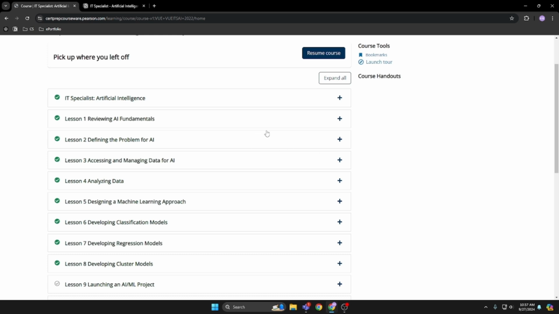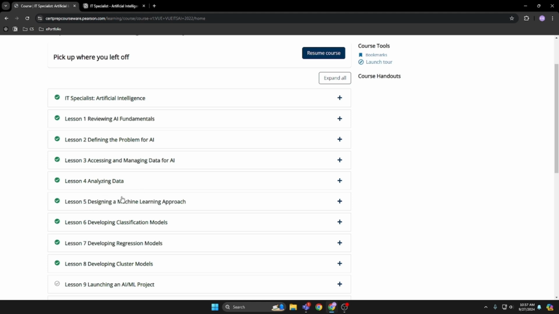accessing and managing data for AI, so finding data that is suitable for your project. Lesson 4 was about analyzing data, about cleaning up your data, making sure that there's nothing that will cause your model to veer away from what your intentions are.